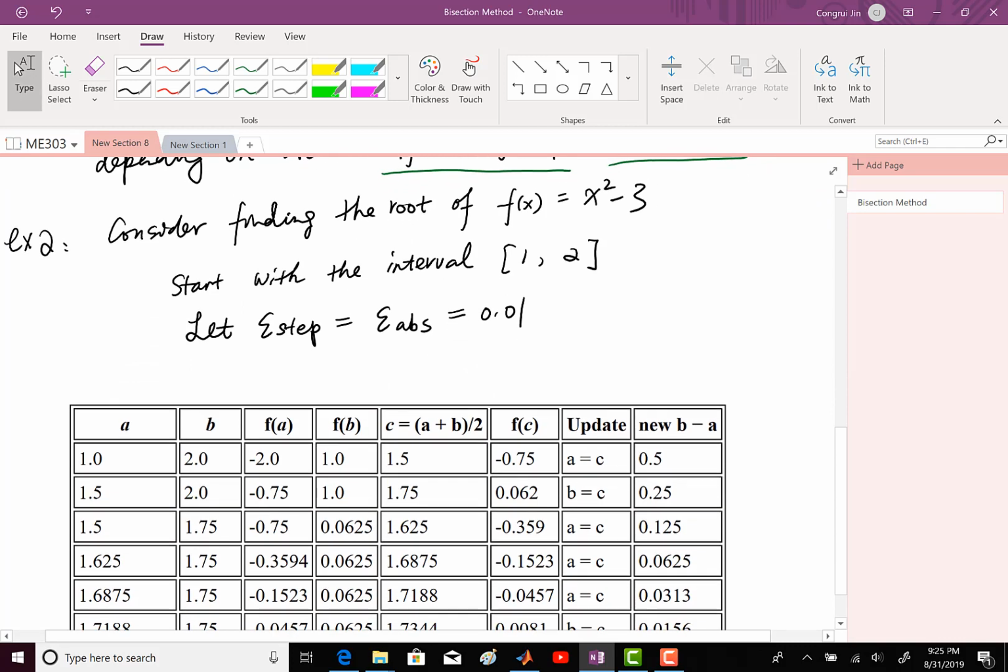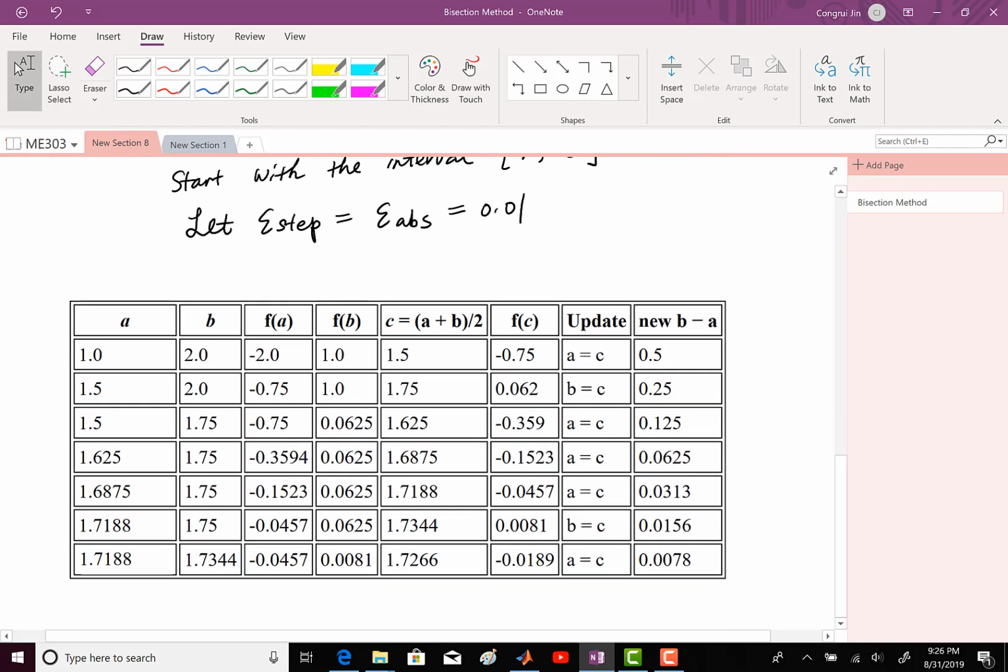Let's see an example. This example is actually the same example I showed you in the last video, but this time I add the halting condition. So you can see in the end what's the approximate value of the root. So consider finding the root of f(x), which is x squared minus 3, and start with the interval 1 to 2. And we assume that epsilon step and epsilon abs are both equal to 0.01.